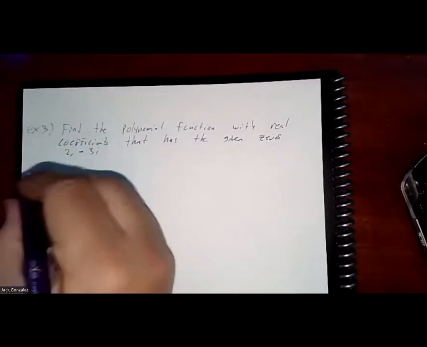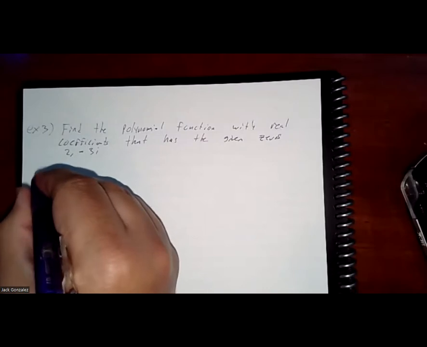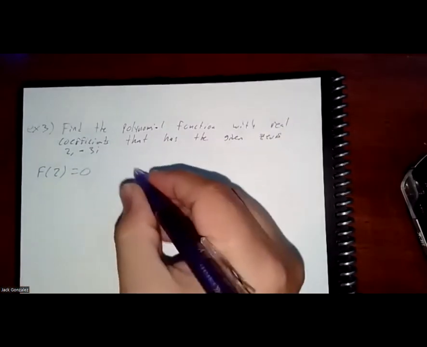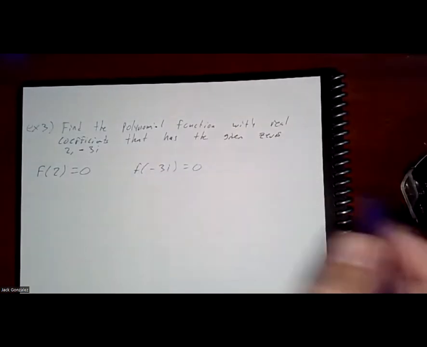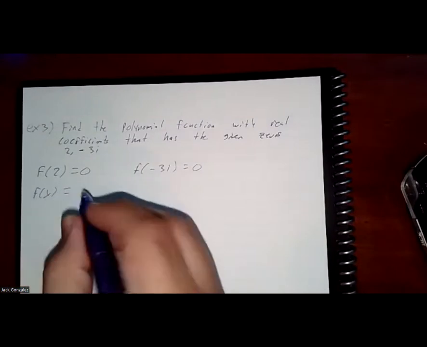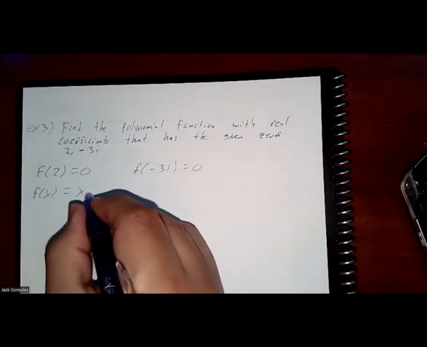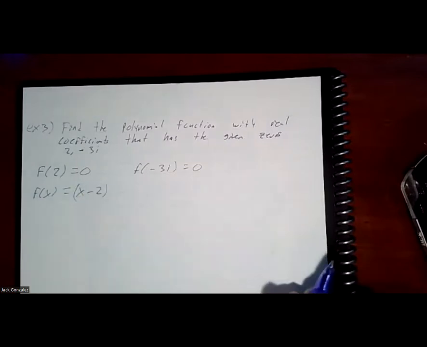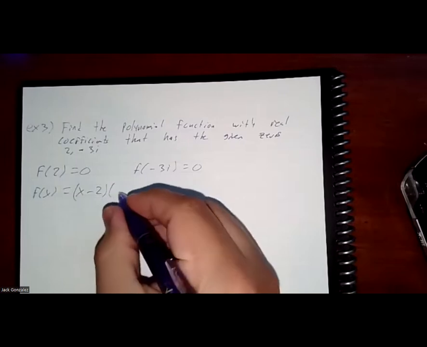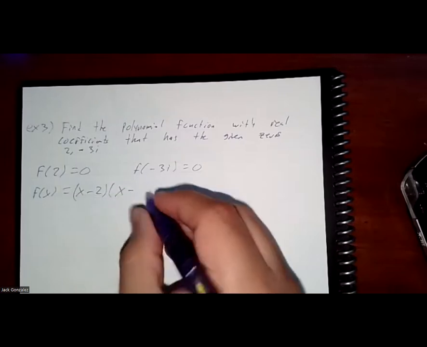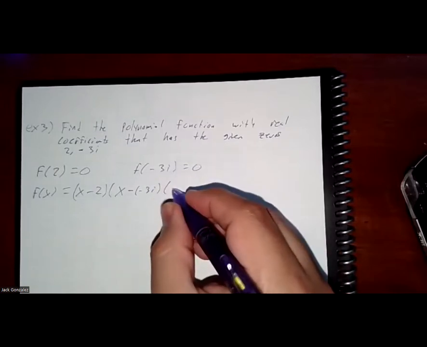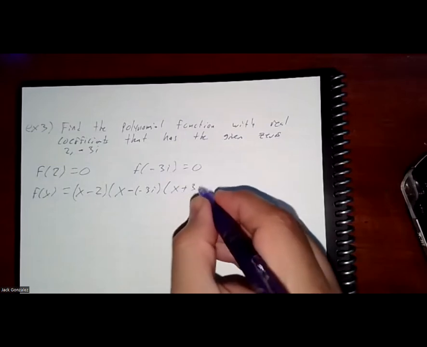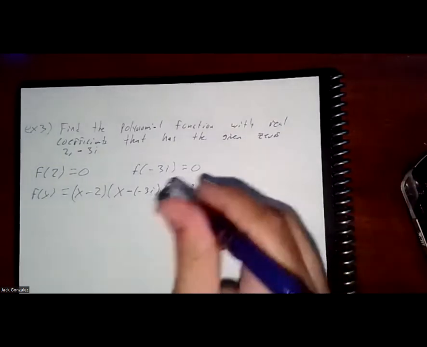Okay, so remember we said if something is a 0, right, that means that f of 2 is equal to 0 and f of negative 3i is equal to 0. That means that there is a factor x minus 2, right? And there's going to be a factor for this guy, x minus negative 3i. And all the complex numbers come in pairs. So it'll be x plus 3i for the other one. Oh, sorry, minus.